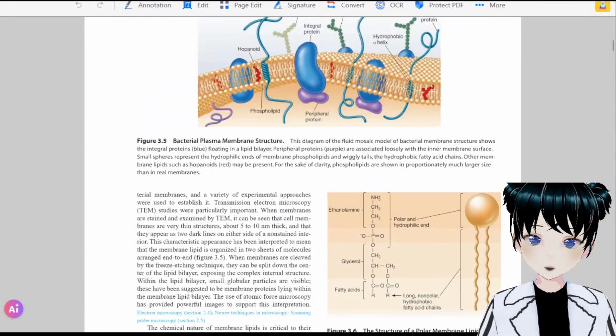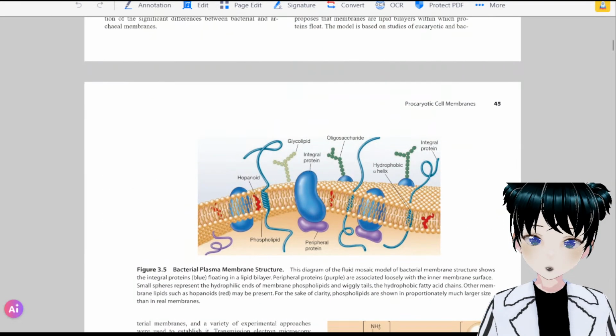So this is how it generally looks. In this topic we will cover what the cell membrane is, why a cell membrane exists, what its functions are, and how it is structured. These are the three main points we will be discussing.